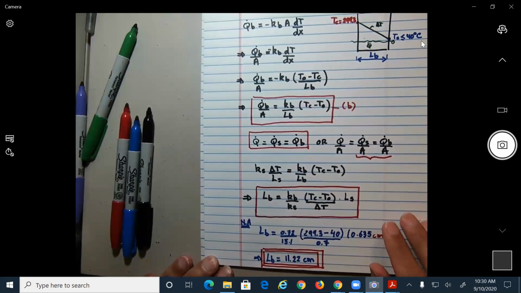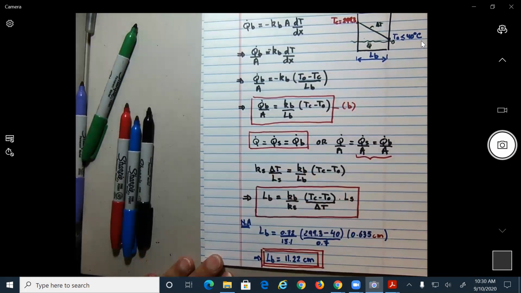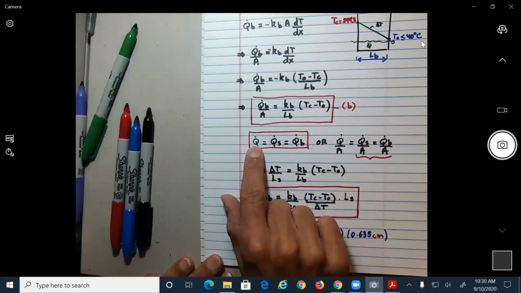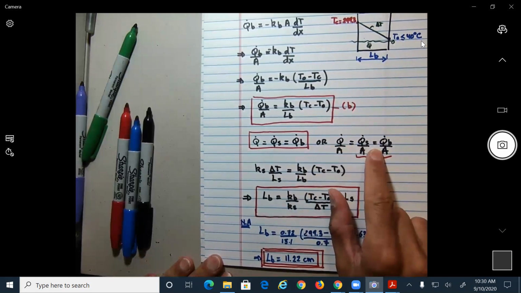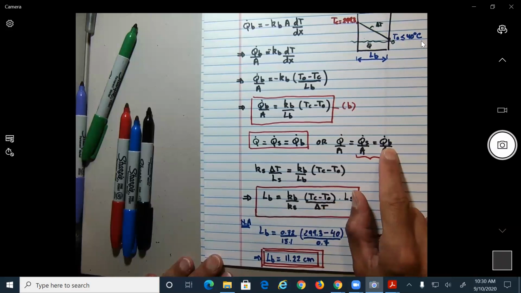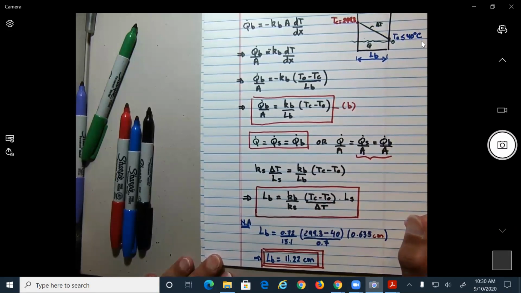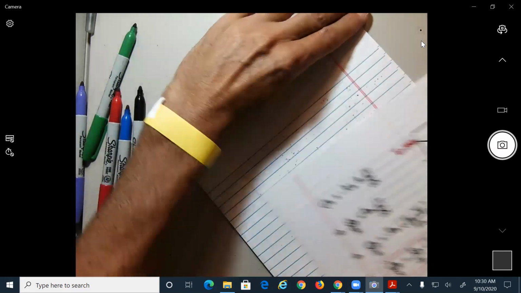Now the second part of the question actually is very simple. They ask us to find what? To find what is Q over A. But what did we say? The important equation here is that we said that Q over A is the same everywhere. So that means that now we should be able to find Q by either looking at the Q going through the steel or at the Q going through the brick. Okay? So we should be able to use either one of the equations. So let's do that. And if you want, you can check.